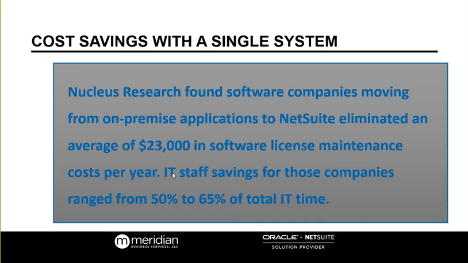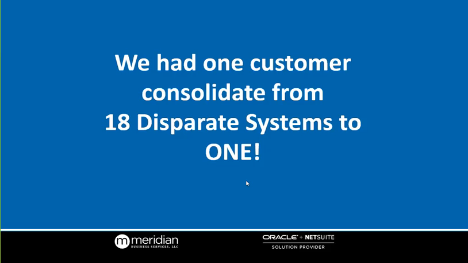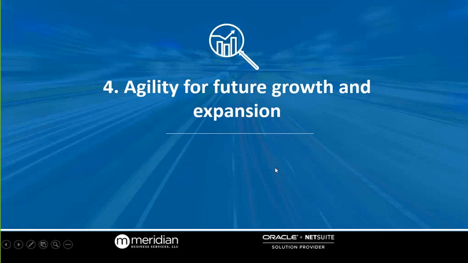Here at Meridian, we actually had one customer that consolidated from 18 disparate systems to one, NetSuite. You can imagine just how much that simplified their day-to-day operations and the amount of visibility that provided into the organization as well. That happened to be an organization that was on the larger side, but we also have organizations on the smaller side as well and have seen similar results.